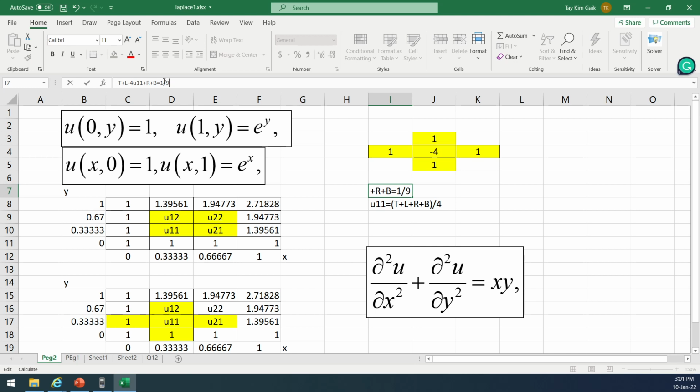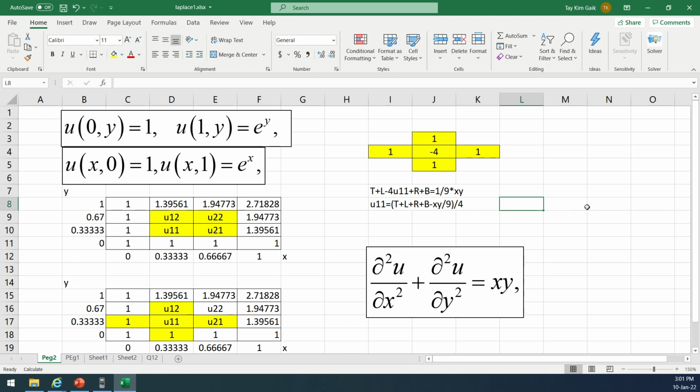and then your function is actually xy. So 1 over 9 times xy. Hence, solving for u11 will be top plus left plus right plus bottom minus 1 over 9 xy, or xy divided by 9. And then, the big bracket, divide by 4.